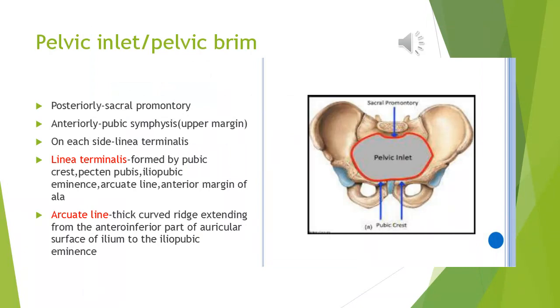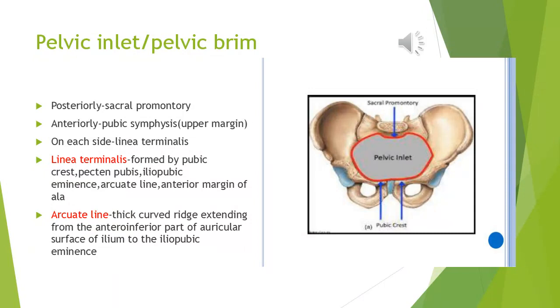The pelvic inlet marks the junction between the false pelvis or greater pelvis and the true pelvis, the pelvic cavity or lesser pelvis. So what are the boundaries of this pelvic inlet? Posteriorly it is bounded by the sacral promontory. You know what the sacral promontory is? It is the anterior margin of the body of the first sacral vertebra. Anteriorly is the pubic symphysis, its upper margin. And on each side the pelvic inlet is bounded by the linea terminalis.